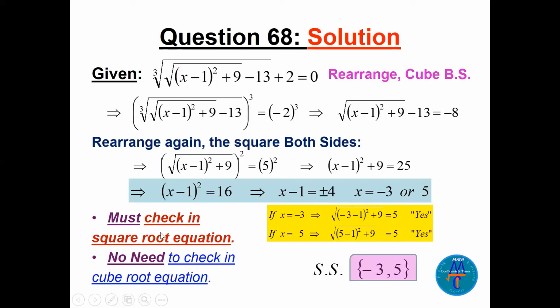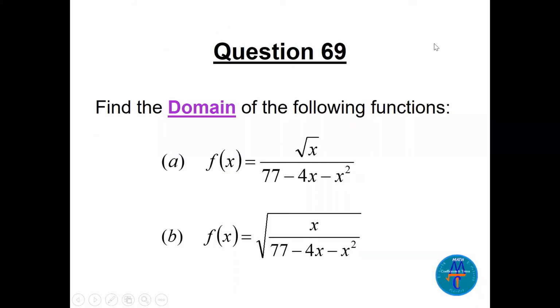We must check in the square root equation because the index is even, and no need to check in the cube root because the index is odd. So we check in the square root, this is okay and this is okay. So there are two solutions there, minus 3 and 5.